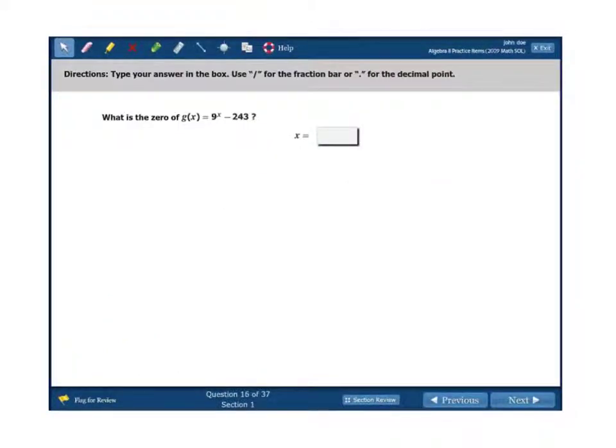Type your answer in the box. Use a backslash for the fraction bar, a decimal for the decimal point. I don't remember a couple years ago that it even allowed us to put in decimals for most of the questions, so I think that's new. Realizing that a fraction or a decimal are both totally fine.